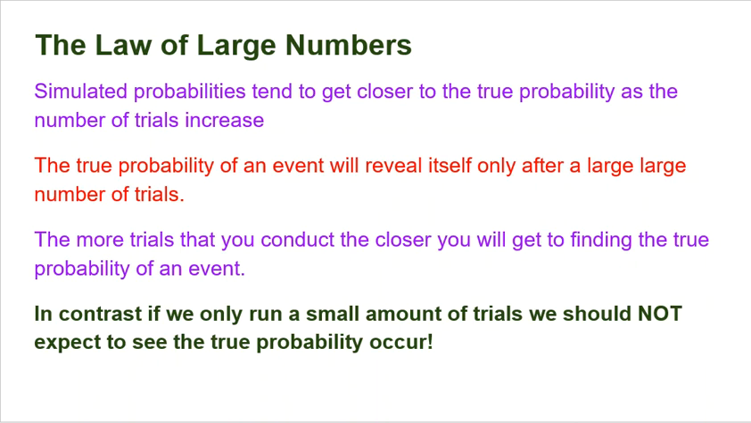You have to do a lot, like a large amount. So even if you do 5 trials, you're going to get an experimental probability or a simulated probability, but it's not going to be true until we keep doing more and more trials. The more trials that you conduct, the closer you will get to finding the true probability of an event. In contrast, if we only run a small amount of trials, we're not going to expect to get the true probability. If you go back to any of the examples we did in the previous video, it's just not going to be true that we're finding the true probability if we only do a couple trials. You need to do, honestly, a lot. It's called the law of large numbers. Large, infinite, many, many trials.